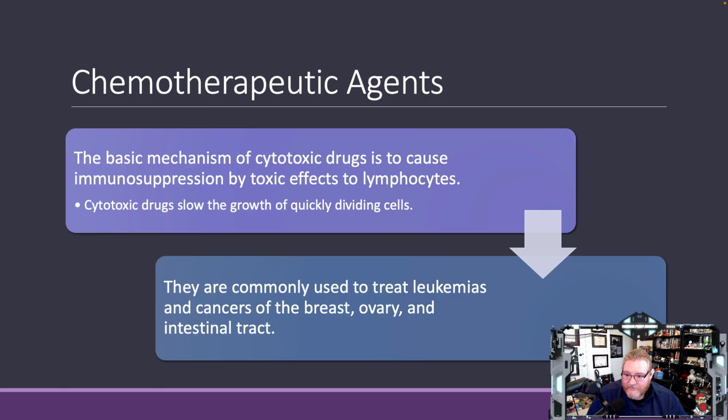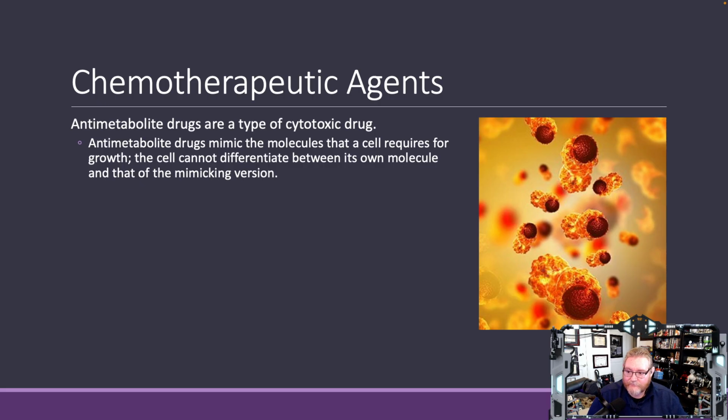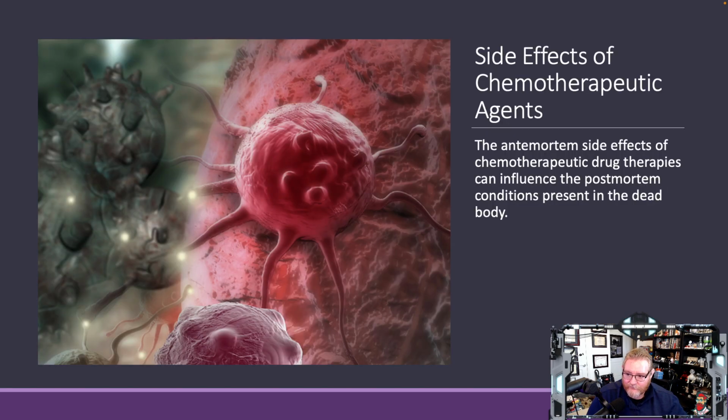The basic mechanism of cytotoxic drugs is to cause immunosuppression by toxic effects to lymphocytes. Cytotoxic drugs slow the growth of quickly dividing cells. They are commonly used to treat leukemias and cancers of the breast, ovary, and intestinal tract. Antimetabolite drugs are a type of cytotoxic drug. Antimetabolite drugs mimic the molecules that a cell requires for growth. The cell cannot differentiate between its own molecule and that of the mimicking version.